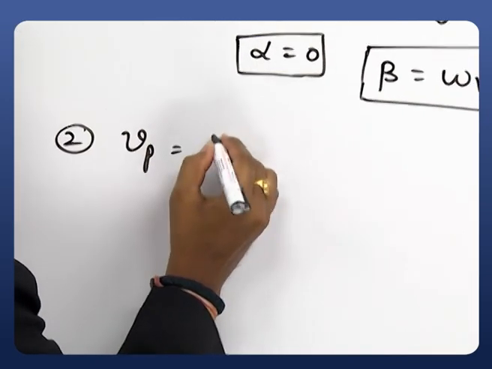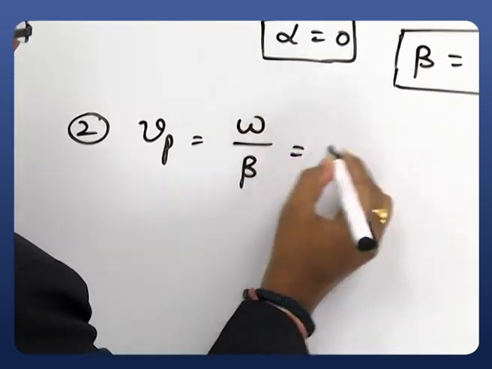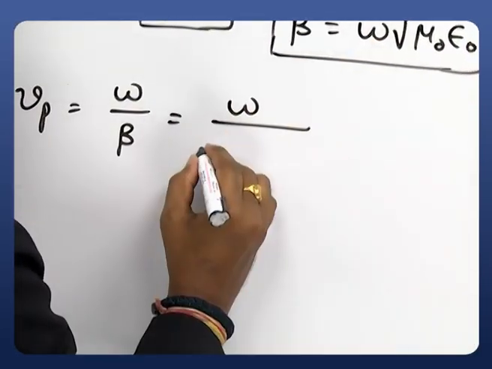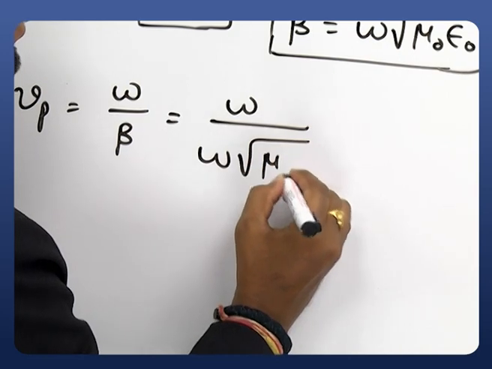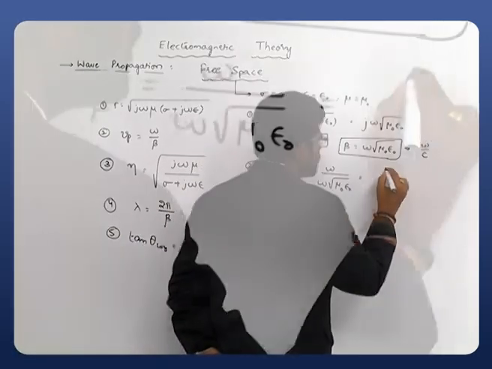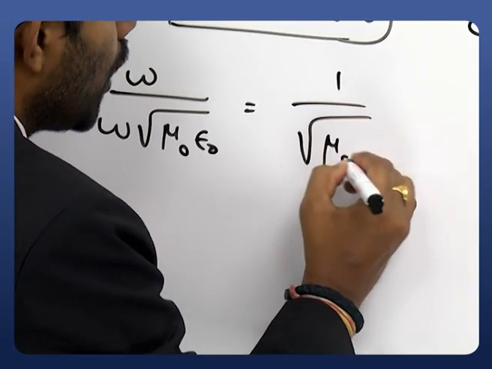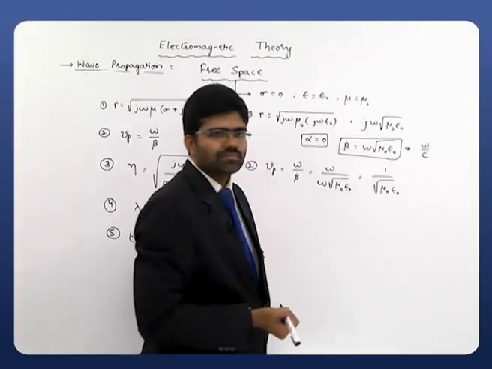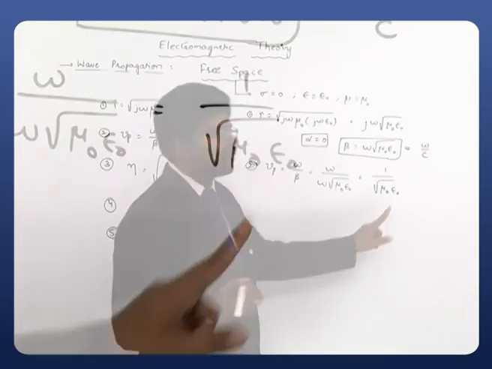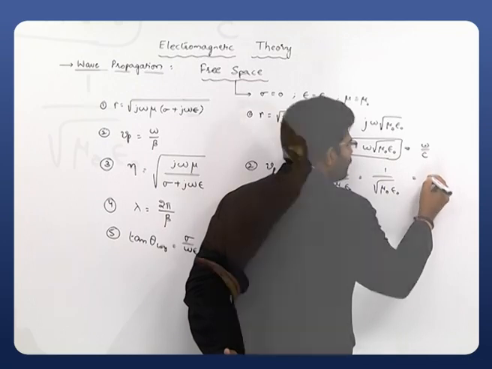That phase velocity is equal to omega by beta. What is beta here? Omega under root mu naught into epsilon naught. So it equals 1 by under root mu naught epsilon naught. As we said, this 1 by under root mu naught epsilon naught is the velocity of light, simply equal to c.